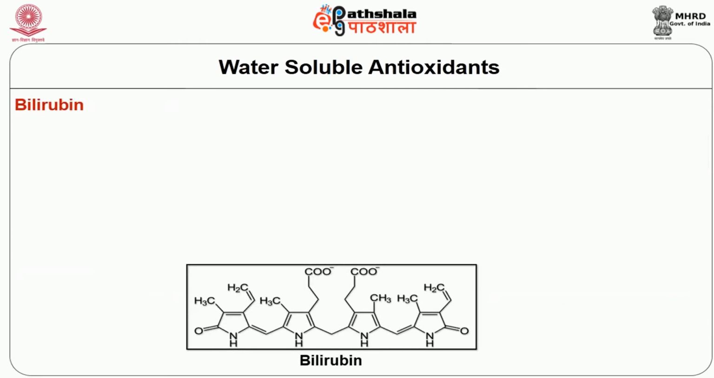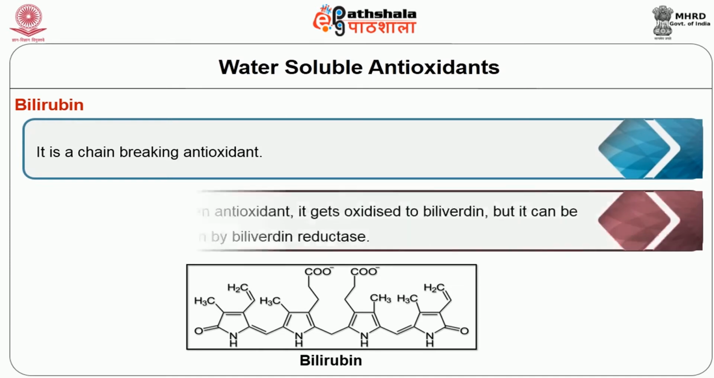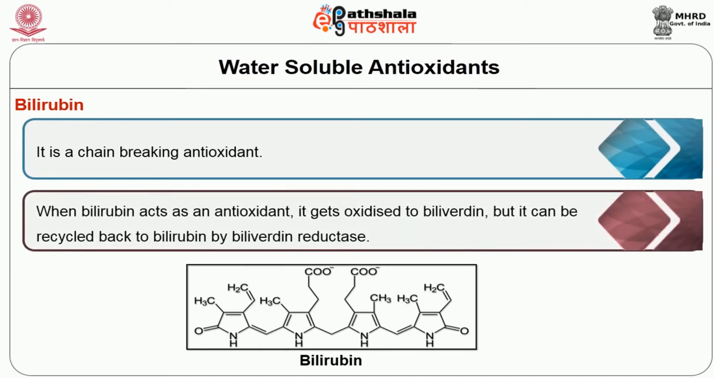Bilirubin, which is another water-soluble antioxidant, is a chain-breaking antioxidant. When bilirubin acts as an antioxidant, it gets oxidized to biliverdin, but it can be recycled back to bilirubin by biliverdin reductase.